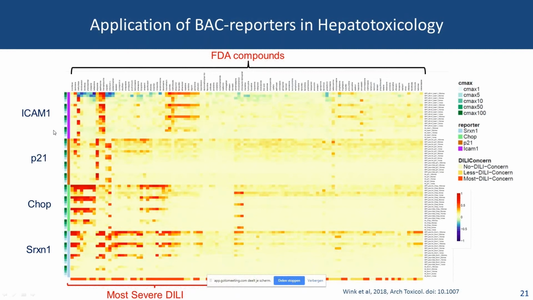And for this, we included first 4 different BAC-reporters: the HepG2 ICAM GFP reporter, PTN1 as DNA damage, CHOP as unfolded protein response, and sulfiredoxin as a measure for oxidative stress. And what we can already see from this hierarchical clustering, I'm not going to really dive into detail over here, but over here you see all the different compounds, and there is an enrichment of most severe DILI compounds over here. And this is also where most of the stress pathway activation is happening. So just by looking at the data, it looks like there's at least an enrichment.